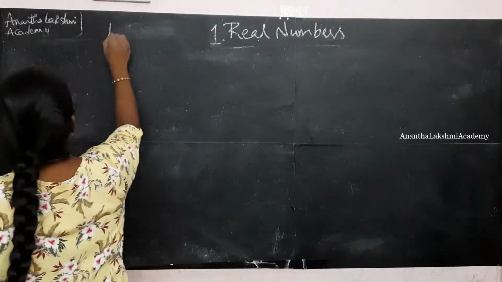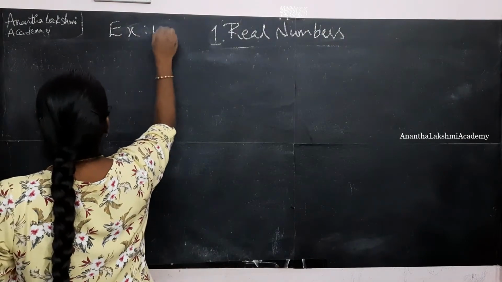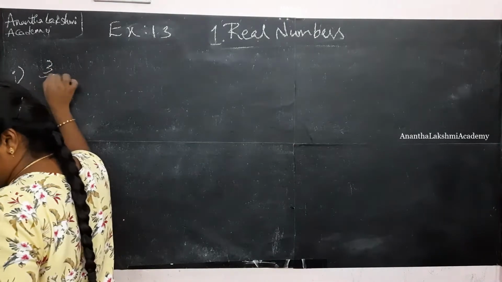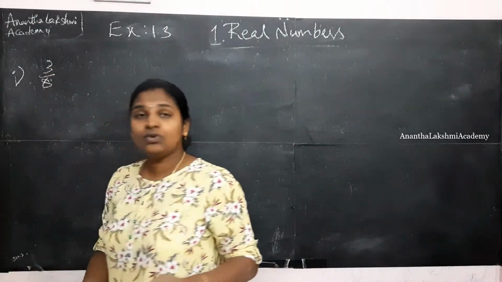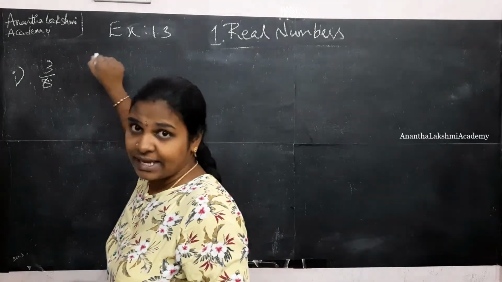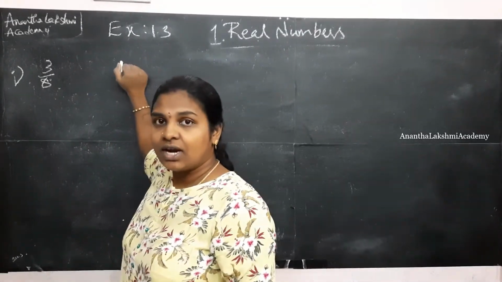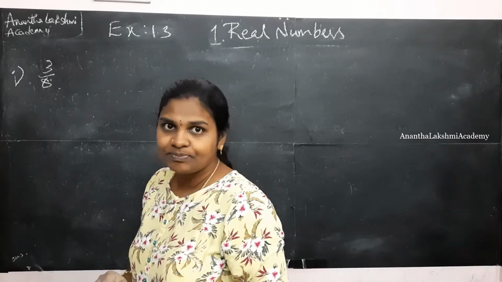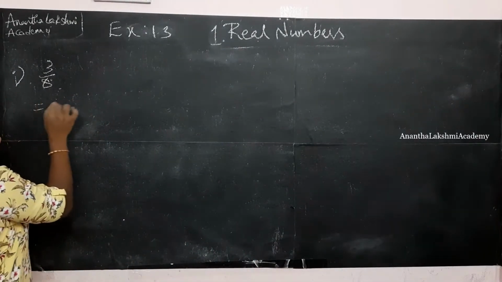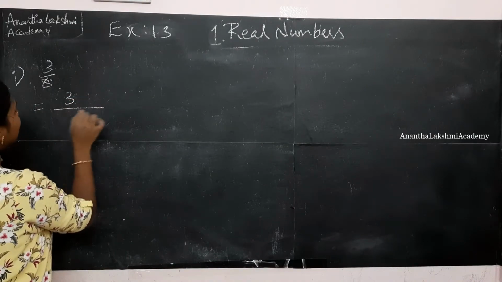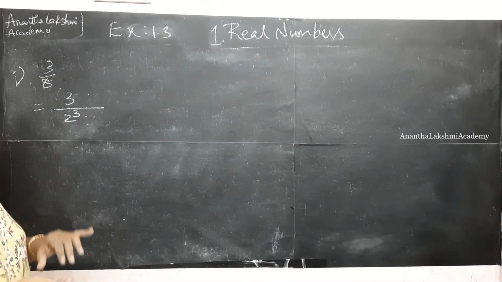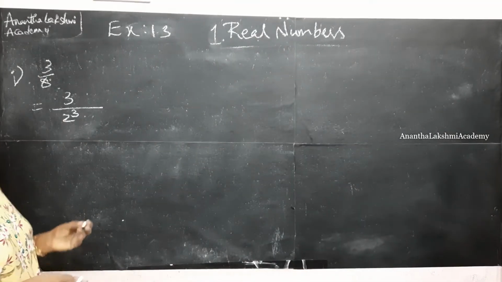Next we are to solve exercise 1.3 problem number 1, which is 3 by 8. They are asking us to write these rational numbers in the form of their decimal expansions and figure out whether it terminates or not. Okay, how could we write 3 by 8? 3 by 8 can be written as 3 by 2 cube. By this, can we tell whether this is terminating or not?